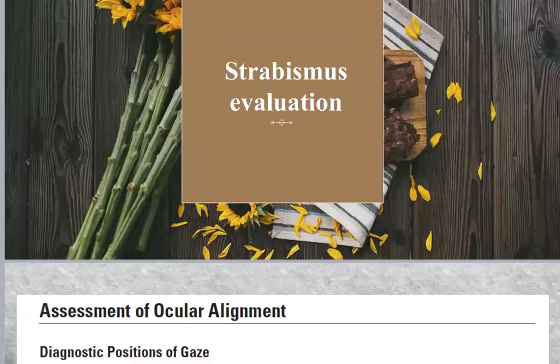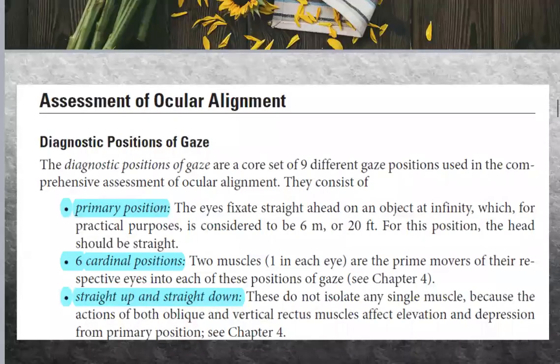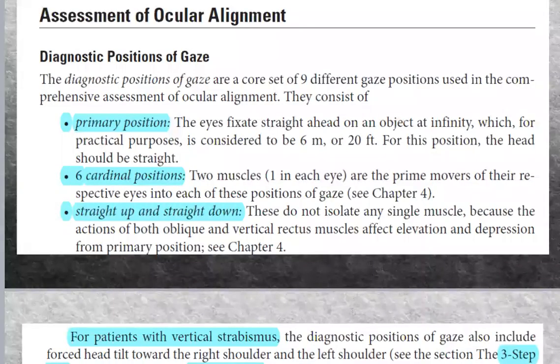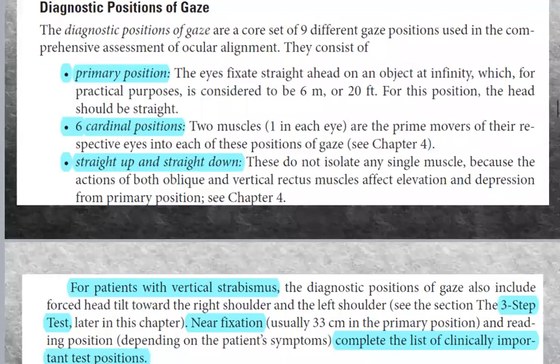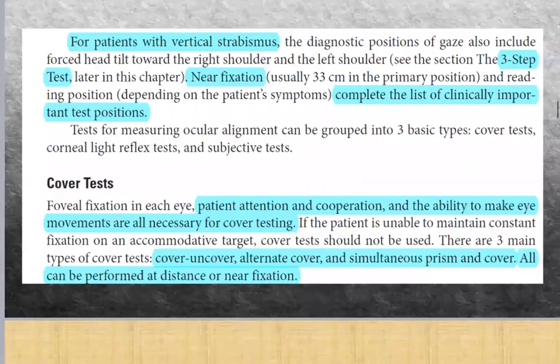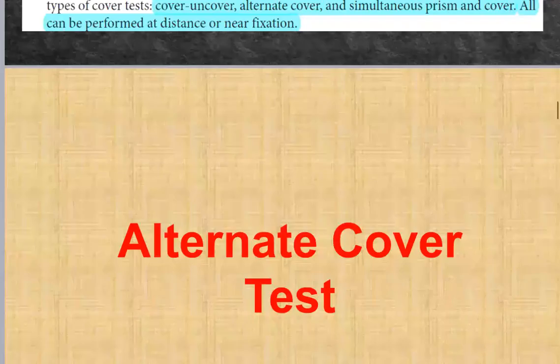Here, the first topic in evaluation is the diagnostic positions of gaze, and this is repeated. We have mentioned this before. We mentioned that we have the primary position and 6 cardinal positions in which we can isolate only one muscle, which is responsible for this field of action. And also we have straight up and straight down positions. This is mentioned before. Also, we have the near fixating position, which is convergent somehow.